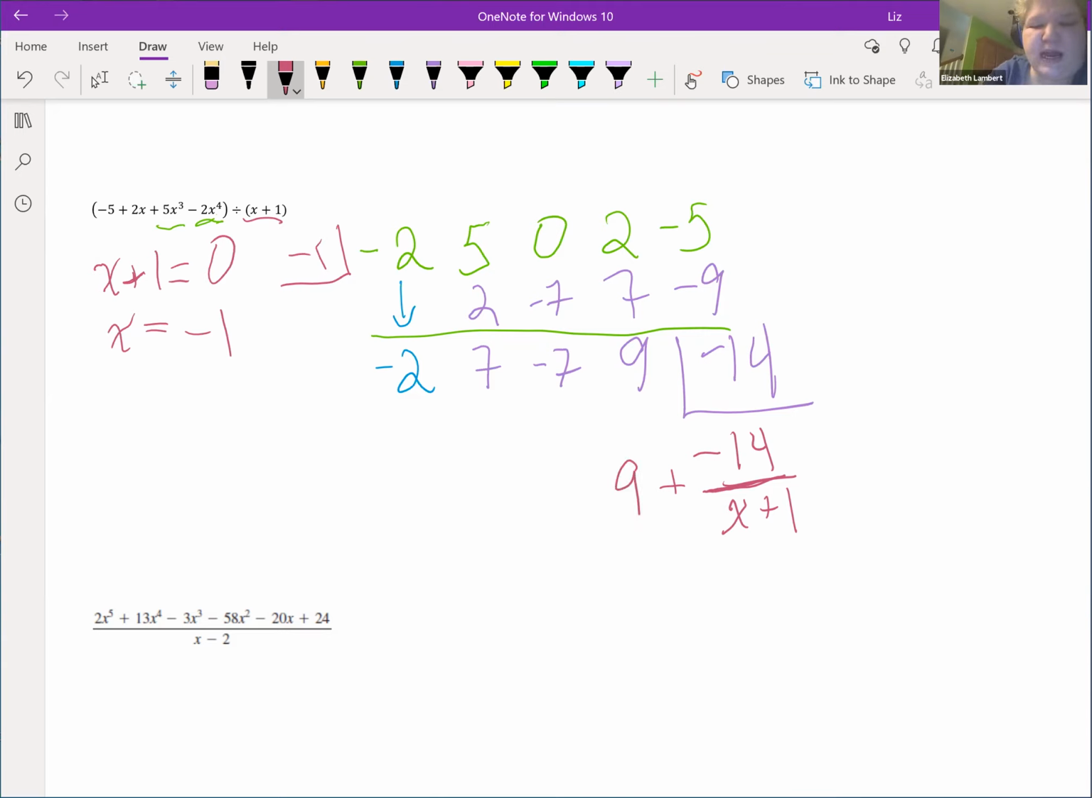Then I bring my 9, which is positive. This will produce -7x. This will be squared, and it's a +7. And this will be cubed with a -2. So there is our result written in the correct finished format.